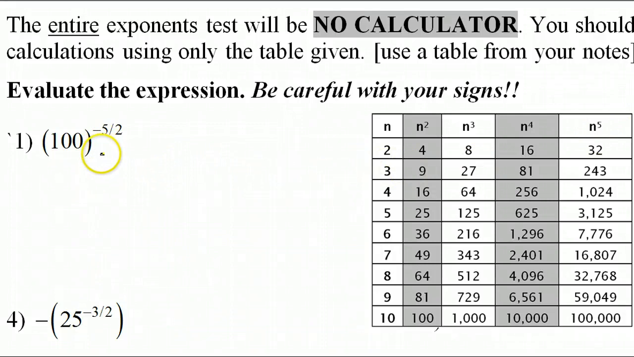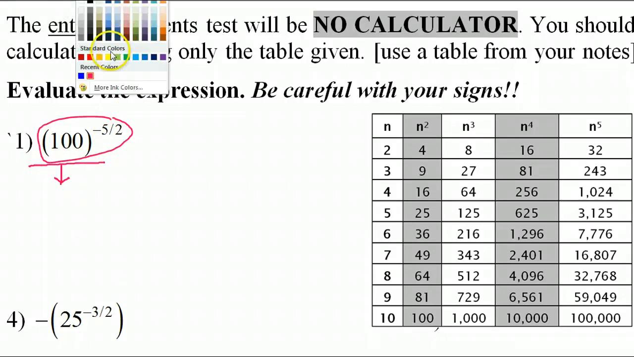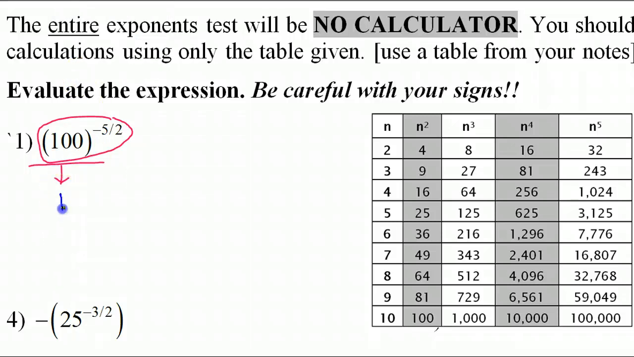Okay, number 1, 100 to the negative 5 over 2 power. Well, first of all, I see that I have a negative power. Anytime you have a negative exponent, that tells you that you are on the wrong side of the invisible fraction. So really the first thing I would do is drop this down to the other side of the invisible fraction. So you will have 1 over 100 to the 5 over 2 power.